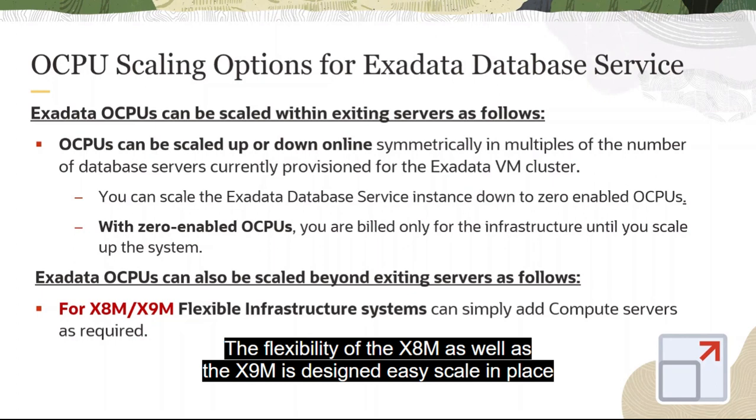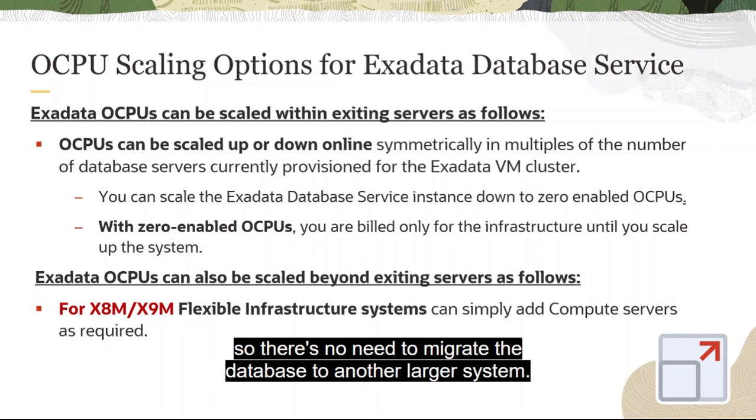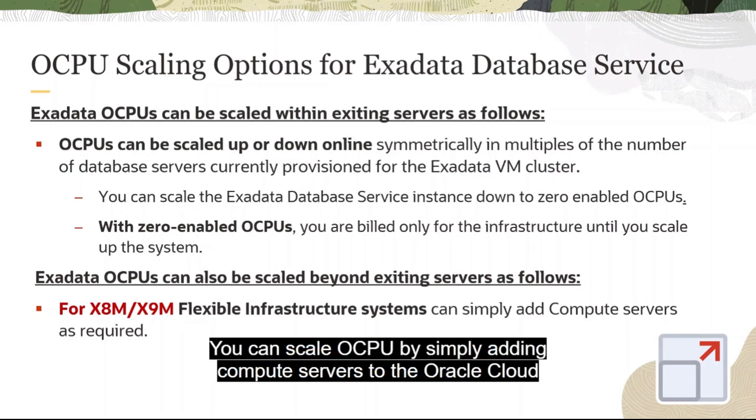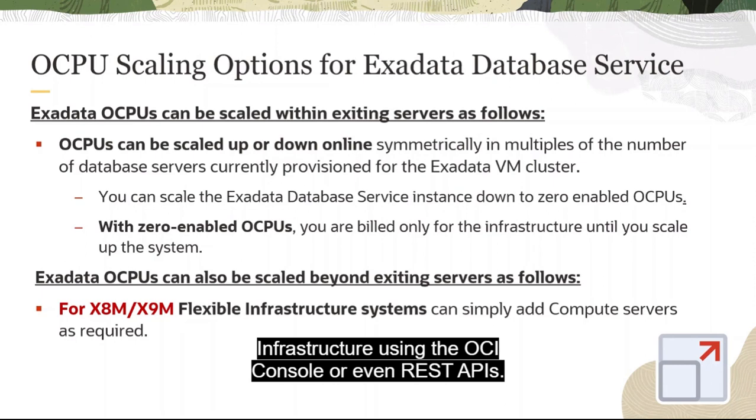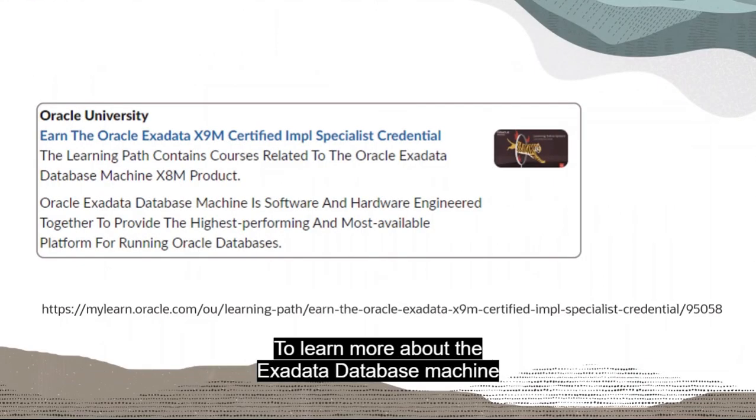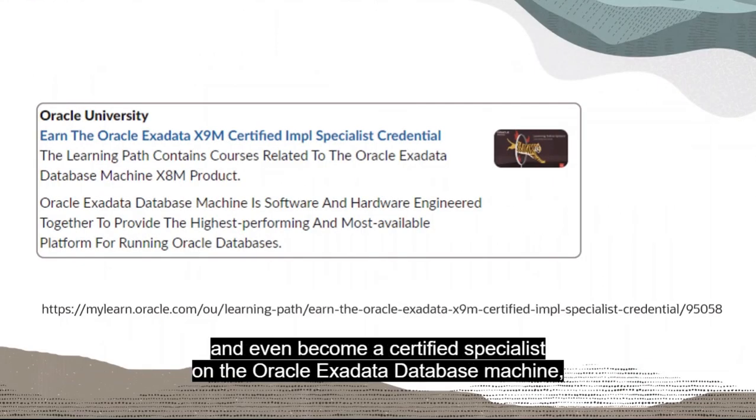The flexibility of the X8M as well as the X9M is designed to easily scale in place, so there's no need to migrate the database to another larger system. You can scale OCPU by simply adding compute servers to the Oracle Cloud Infrastructure using the OCI console or even REST APIs.